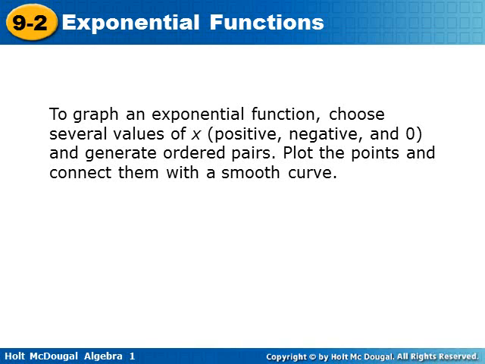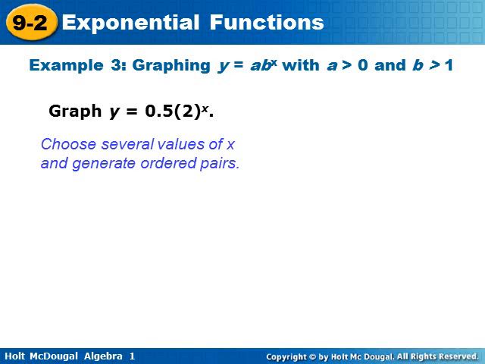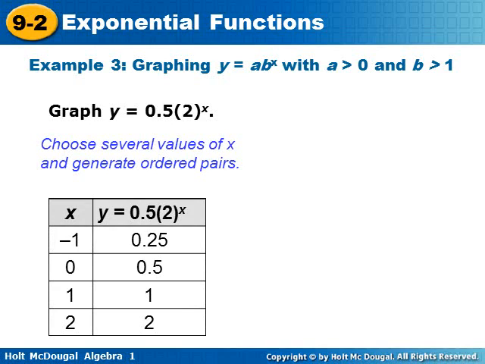To graph an exponential function, choose several values of x, positive, negative, and 0, and generate ordered pairs, and then you plot the points and connect them with a smooth curve. So if we're going to graph y equals 0.5 times 2 raised to the x power, we're going to choose several values of x and generate ordered pairs. So we're going to choose a negative, 0, and then a couple positives. So they chose -1, 0, 1, and 2.